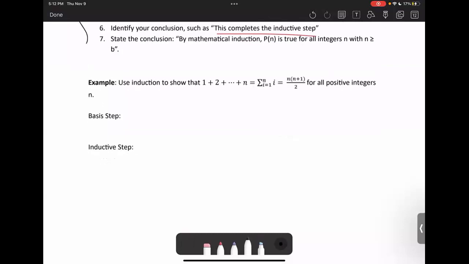So our basis step: we need to show that P of 1 is true. What is P of 1? P of 1 is that the sum of i equals 1 to 1 of i is equal to 1 times 1 plus 1 over 2. I'm subbing in 1 everywhere there is an n. And 1 times 1 plus 1 over 2 is equal to 1, and the sum of all of the integers from 1 to 1 is 1. Sometimes the basis step is quite simple. But now we've shown that this is true for 1.